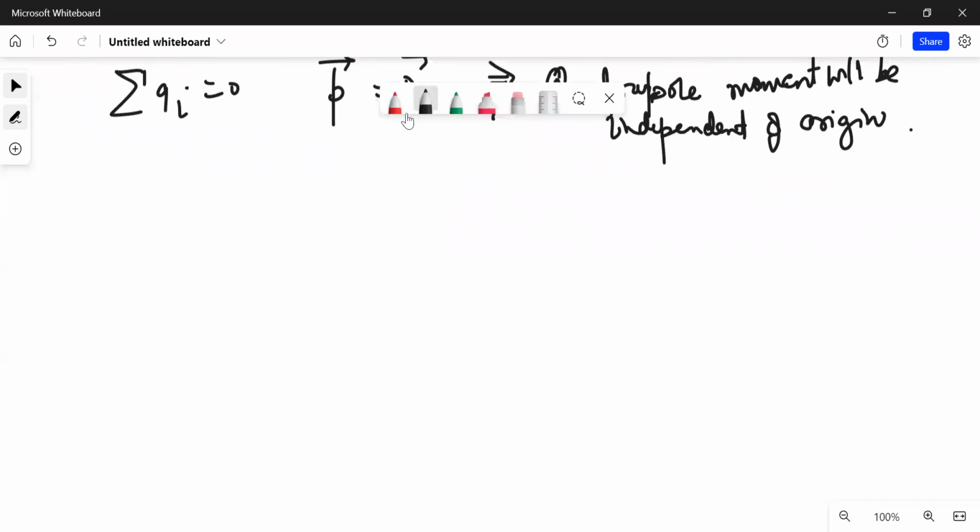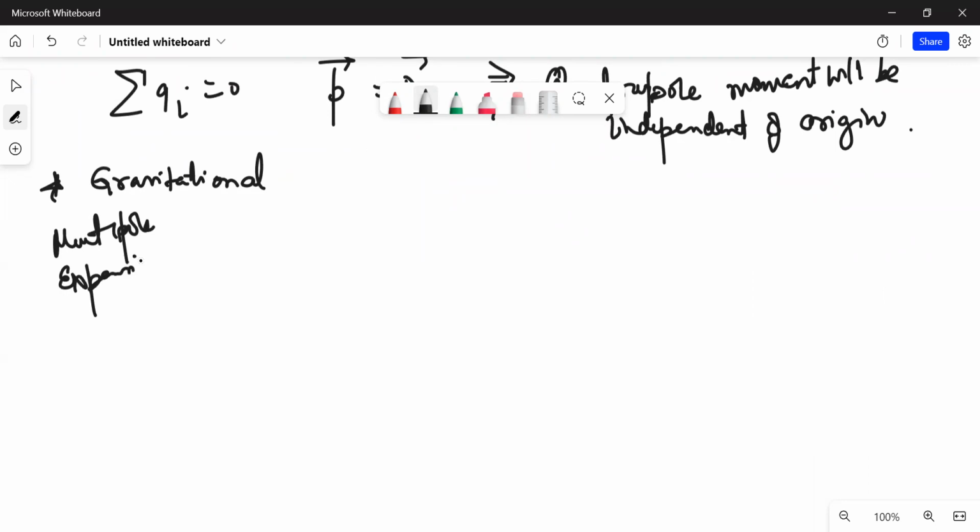Also understand this multipole expansion is not only restricted to electrical phenomena. Okay. So it can be extended to gravitational phenomena as well, or wherever you will find inverse square law forces. So your multipole expansion can also be extended to gravitational forces also, or in general for inverse square law forces.